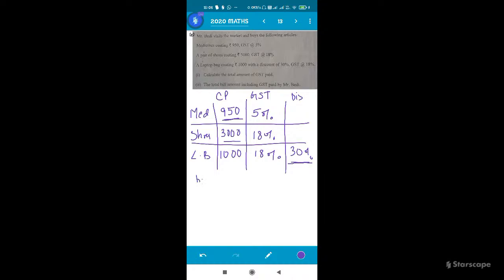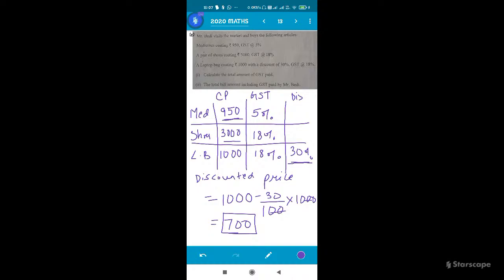So what will be the amount after discount, or we can also say the discounted price? Discount means the amount which he has to pay will be decreased. Initially the cost was 1000 rupees, but from that a 30% discount has been given. That means 30 by 100 into 1000. This amount he has to pay now. So it will be 700 rupees. So 700 is the price which he has to pay, excluding the GST.